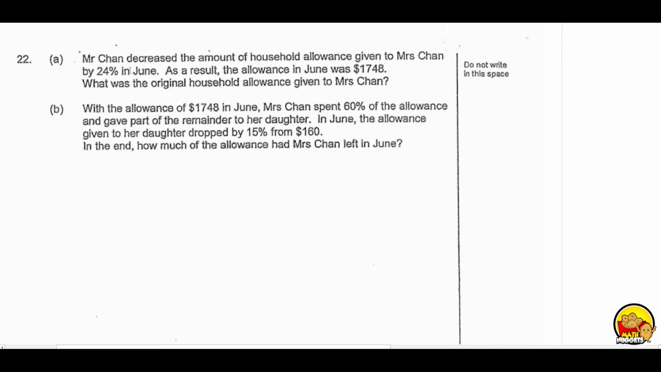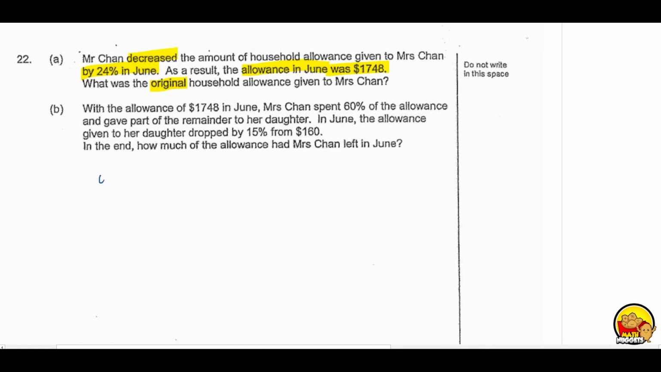Question 22. Mr. Chan decreased the amount of household allowance given to Mrs. Chan by 24% in June. So decreased by 24% in June. As a result, allowance in June was $1,748. And we're trying to find the original household allowance given to Mrs. Chan.